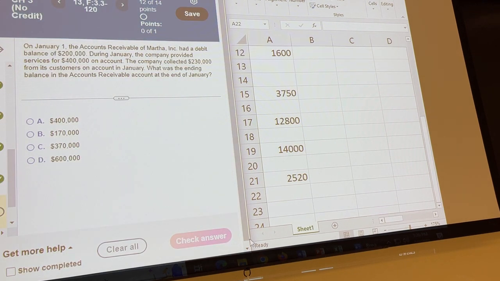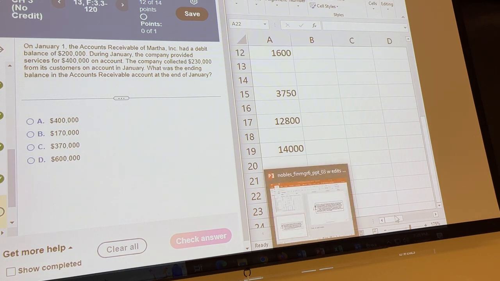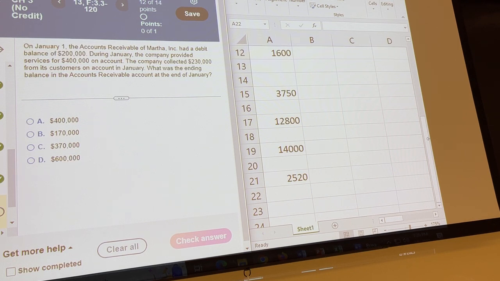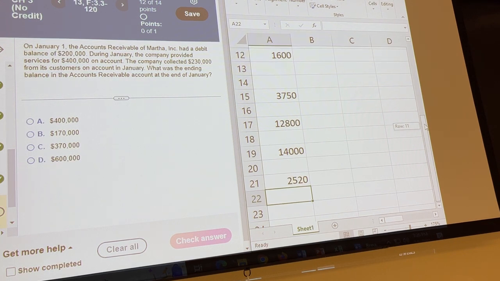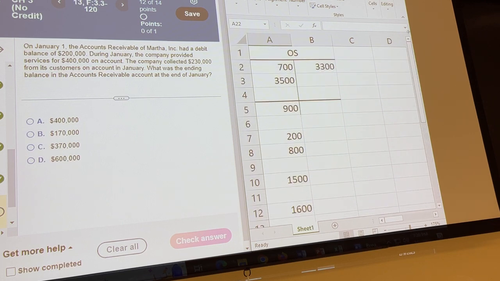Okay, on January 1st, the accounts receivable of Martha Inc. had a debit balance of $200,000. During January, the company provided services on account of $400,000. The company collected $230,000 from its customers in January. What was the ending balance in accounts receivable?